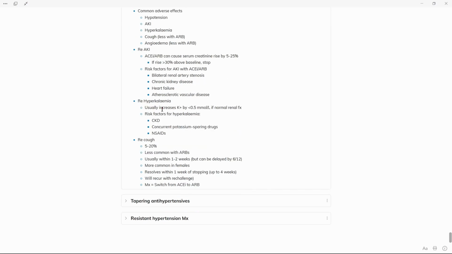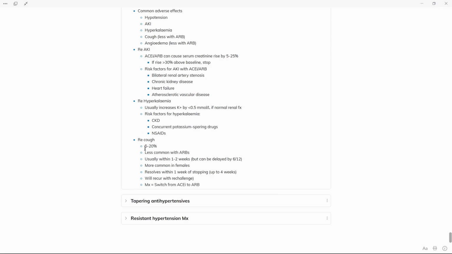For hyperkalemia, ACE inhibitors and ARBs usually increase potassium by less than 0.5 millimoles per liter if the patient has normal renal function. So risk factors for developing hyperkalemia, where their potassium rises more than 0.5, such that it brings them to be above 5, will be chronic kidney disease, concurrent potassium-sparing drug use, so spironolactone, or the use of NSAIDs.